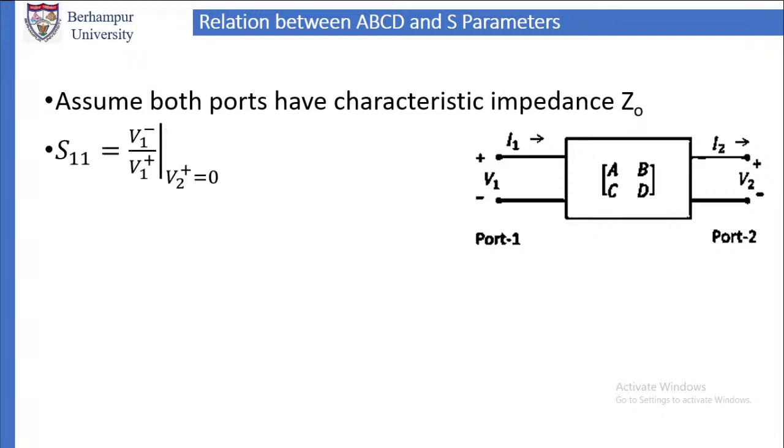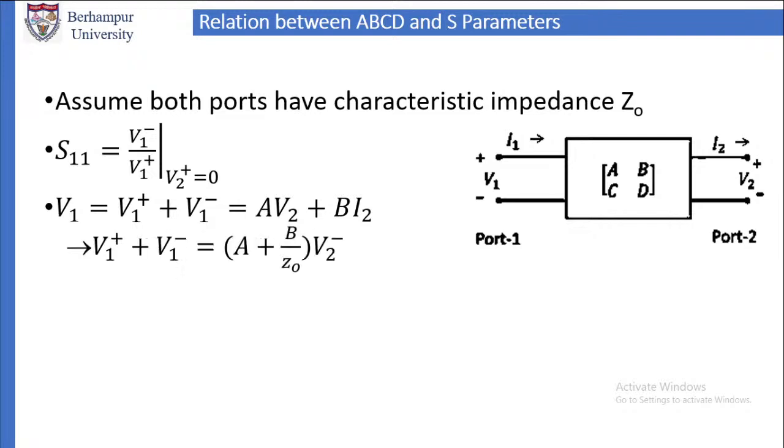Now with that assumption, let us start with the S matrix. S11 is equal to V1 minus by V1 plus when V2 plus is equal to 0. This is by definition. Then V1 we know is equal to V1 plus plus V1 minus. Also from the ABCD parameter definition, V1 is equal to AV2 plus BI2. So V1 plus plus V1 minus is equal to AV2 plus BI2.